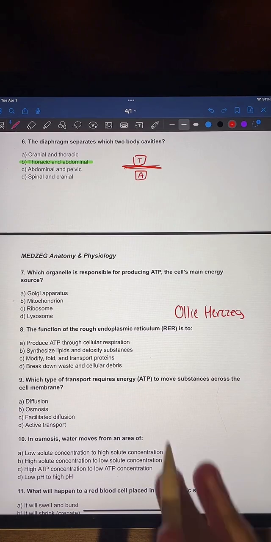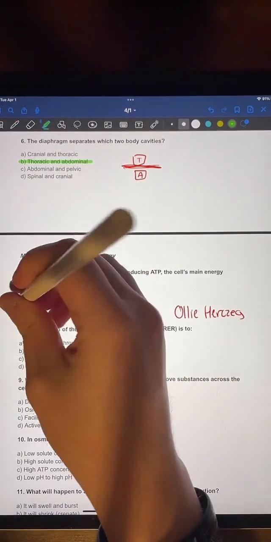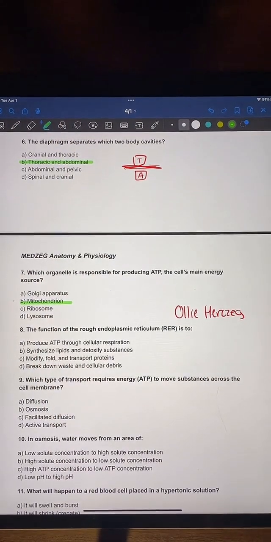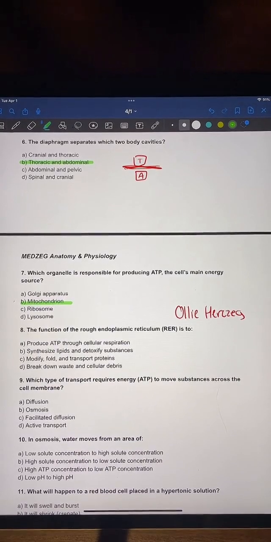But number 7, the answer is B. It is the mitochondria, the powerhouse of the cell. A, the Golgi apparatus, is more so like our Amazon or our post office. It is involved in modifying, packaging, and transporting proteins and lipids. C is a ribosome, that's protein synthesis. Lysosome is more for digestion of cellular waste.